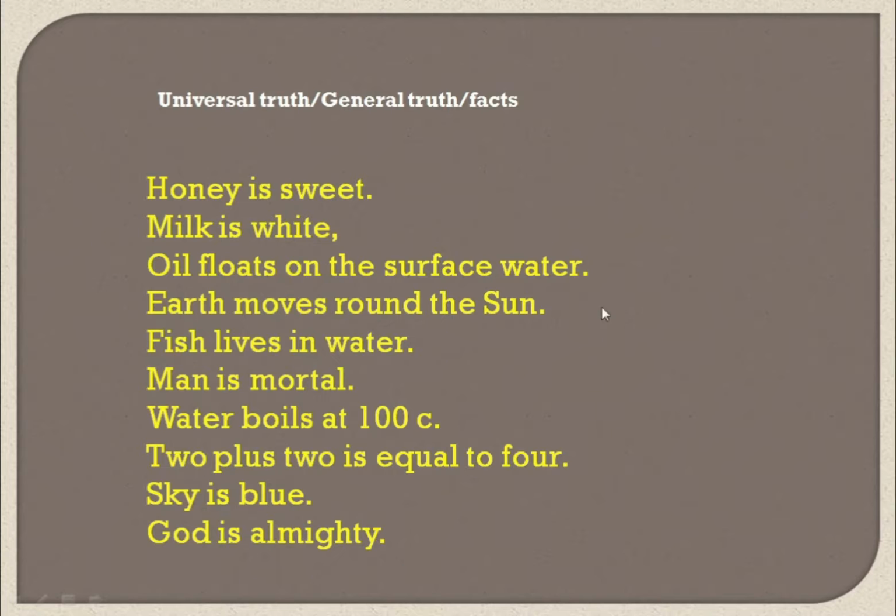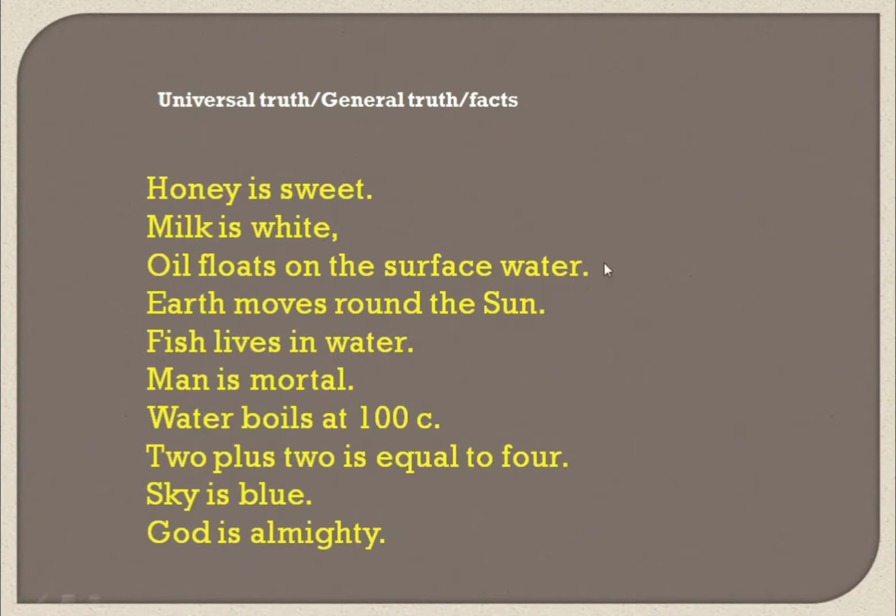Now all the sentences are simple present. Milk is white. The color of milk is white. Wherever you go, the color of milk is white. So this speaks of the general truth. Similarly, oil floats on the surface of water. If you put oil on the surface of water, it floats. Therefore, it is also a general truth.